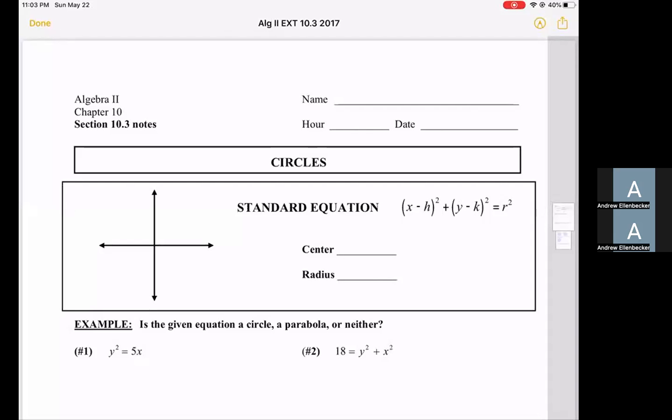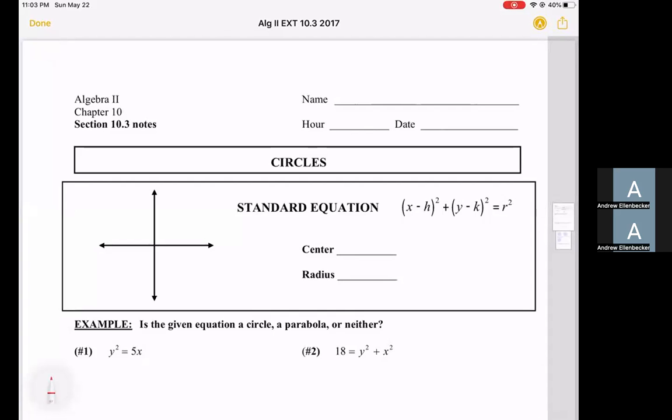All right, everyone. So our last two sections, we've talked about parabolas. We graphed them. We talked about a focus and directrix. We're going to continue on in section 3 with circles. So kind of going on to the world of circles now, and some of this may look familiar from geometry.